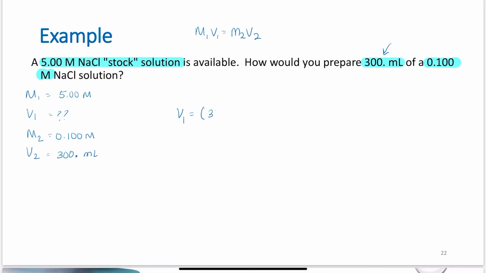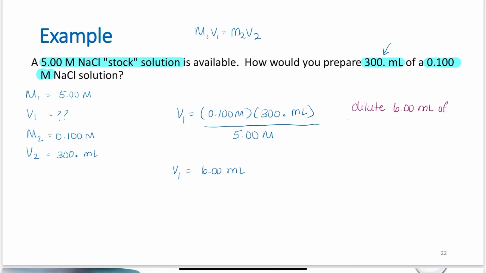Solving for V1, M2 is 0.100 molar. V2, which is what I was just trying to write, is 300. milliliters. M1 is 5 molar. So V1 is found to be 6 milliliters. So what do I do? I'm going to dilute 6 milliliters of the 5 molar stock solution to 300 milliliters total with water.